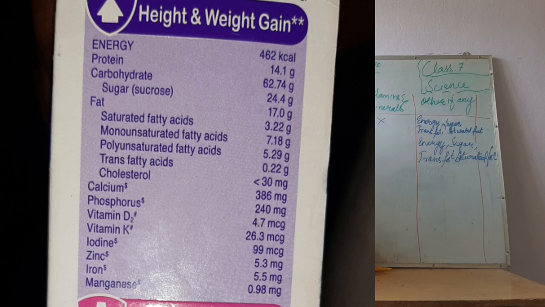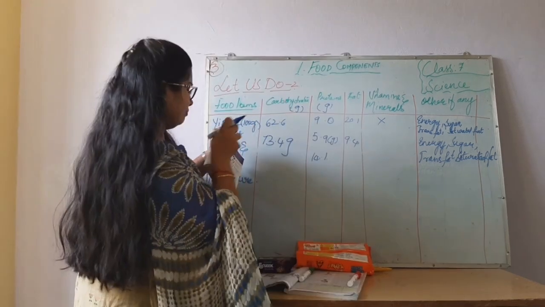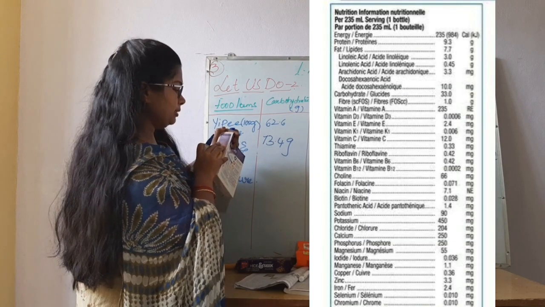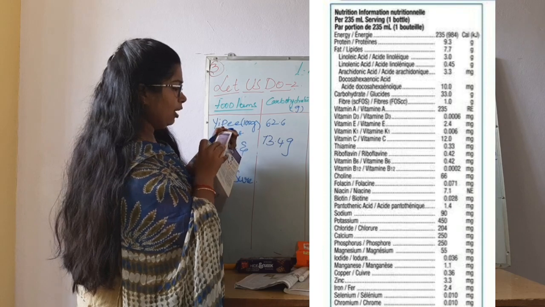What all you had in milk powder? 462 kilocalories of energy you had. Proteins, 14.1. For 100 grams, same. And saturated fatty, monosaturated, all are there. Cholesterol, calcium is there. Yes, these all are there. There are many things given here. Vitamins, vitamin K, all are given here.